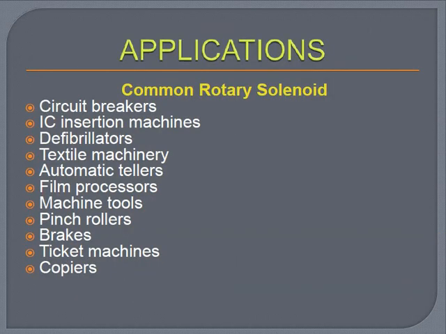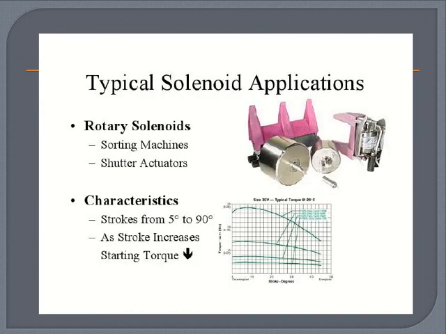Applications of a common rotary solenoid: circuit breakers, IC insertion machines, defibrillators, textile machinery, automatic tellers, film processors, machine tools, pinch rollers, brakes, ticket machines, and copiers. Typical applications of rotary solenoids are sorting machines and shutter actuators. They are most widely used in textile machineries, and the stroke ranges from 5 to 90 degrees. As the stroke increases, the starting torque decreases.